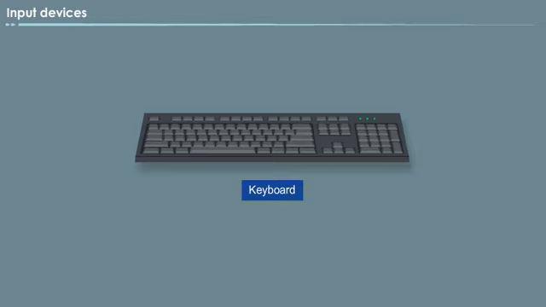There are different keyboard layouts and sizes which are available. The most common layout is the QWERTY layout. The standard keyboard has 101 keys.